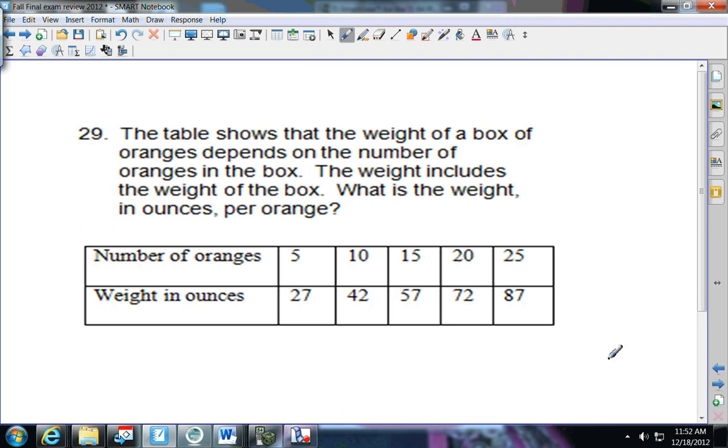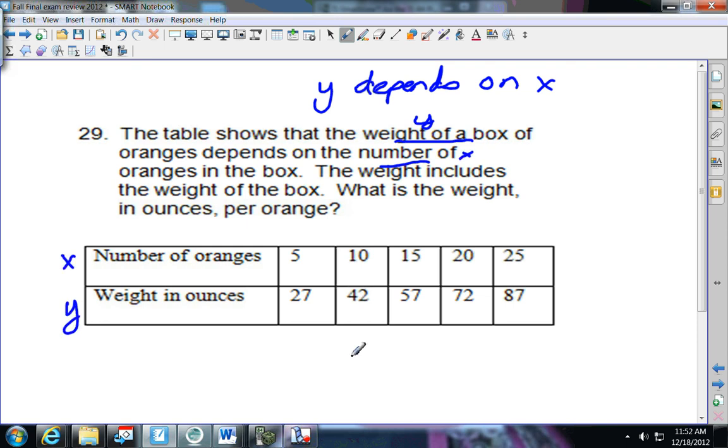Number 29, it says a table shows that the weight of the box of oranges depends on the number of oranges in the box. Okay, so remember that y depends on x. It says the weight of the box depends on, so the weight is the y. The number of oranges is the x. So I have x and y. It says, what is the weight in ounces per orange?